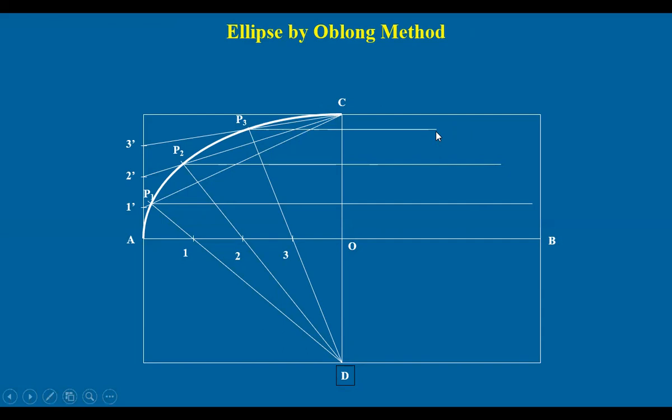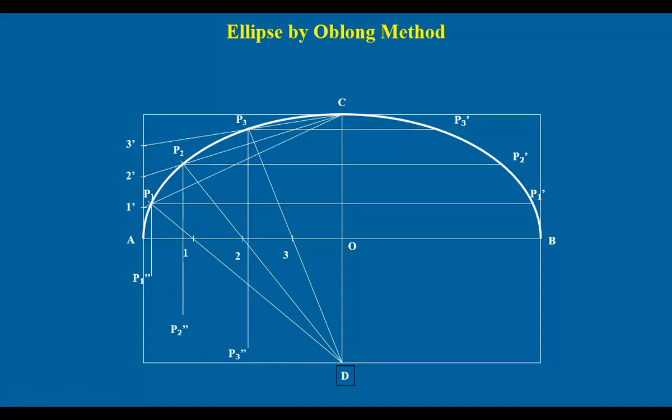So you get P1 dash, P2 dash, P3 dash like this. The same procedure can be done in the other 2 quarters. Like P1 is extended up to here, lines are drawn, and extend them in this quarter also. Mark the same distances. The same distance is marked here, and likewise here. Now they are called P1 double dash, P2 double dash, P3 double dash. Join these points, you get another beautiful curve in this quarter.